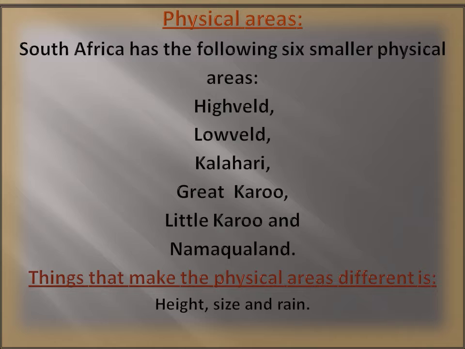Things that make the physical areas different are height, size, and rain. Those are the three things that make a physical area different. So you must remember, it's the height, the size, and the rain. It is all to do with the physical areas of South Africa.